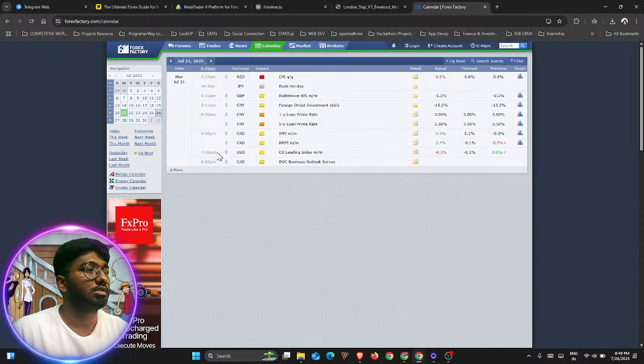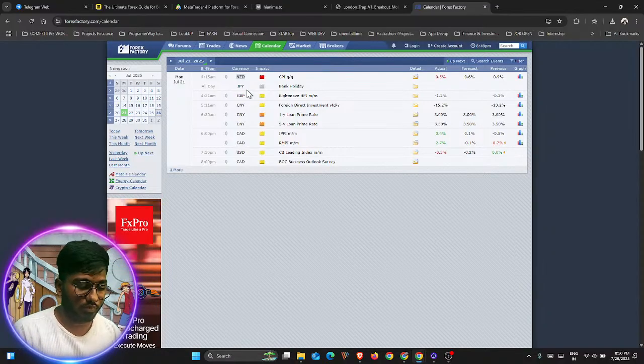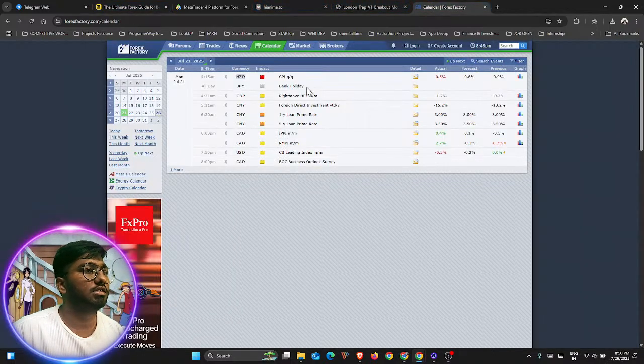You can see here the impact, which is red, orange, yellow, white. Red is the most impactful news, so you must look into it if you are trading that currency. What should we do for key events? Here is, yeah, CPI. You can see these names, the terms they provide there.